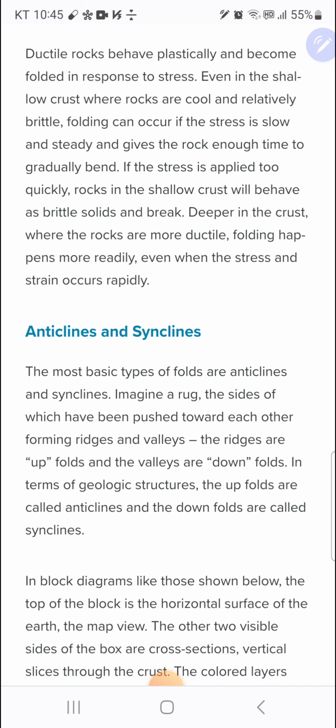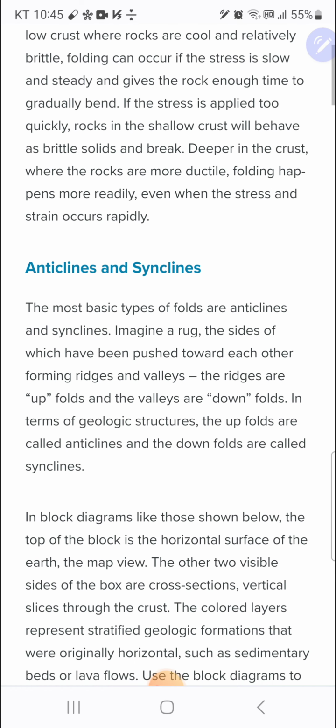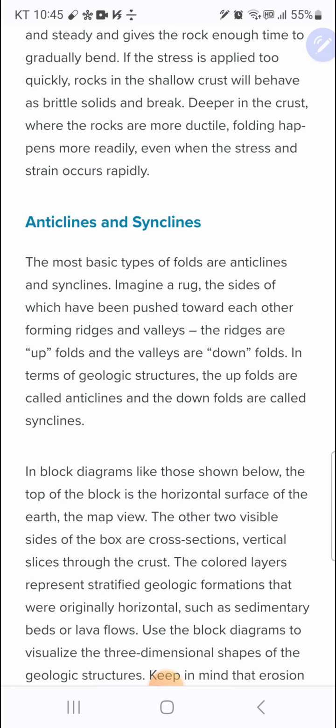Anticlines and synclines. The most basic types of folds are anticlines and synclines. Let's remember anticline and syncline, antonyms to each other. Imagine a rug, the sides of which have been pushed toward each other, forming ridges and valleys. The ridges are upfolds and the valleys are downfolds.